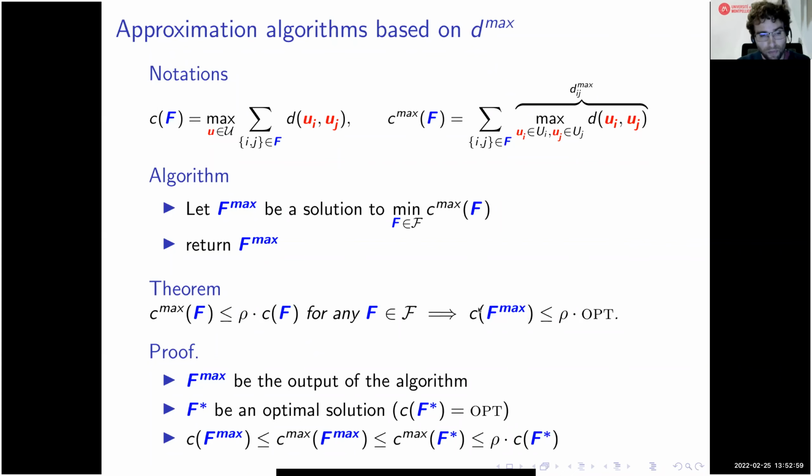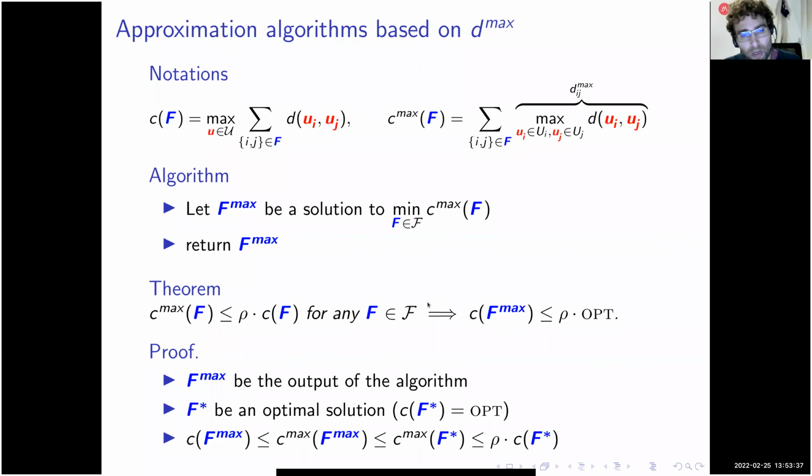Okay, and the proof is actually very easy. Let us take f max as the output of this algorithm. We take f star an optimal solution. By definition, its cost is equal to opt. Then we have the sequence of inequalities. The cost of f max is less than this one because c max is always greater than this function here. This holds because f max was the optimal solution for this cost function here. And this holds because of the assumption of the theorem. It's called a theorem just because that's an important point.